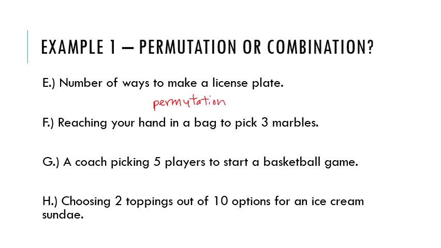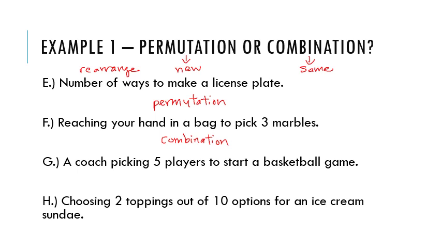Okay, so basically what you ask yourself is, if I rearrange the order of things, would it be something new or would it be something the same? So if you rearrange, it's something new, that's a permutation. If it's the same, it's a combination. Okay, reaching your hand in a bag to pick 3 marbles. So this one, the order doesn't matter, right? If you get a red marble, a green marble, a blue marble, it's the same draw as blue, green, red, right? So if you rearrange the order, it's the same thing. So this is combination.